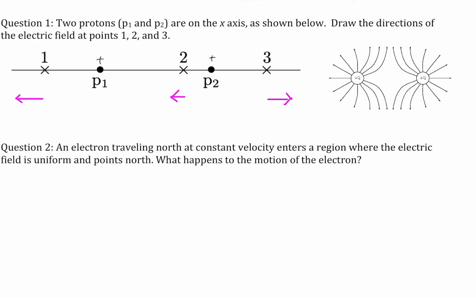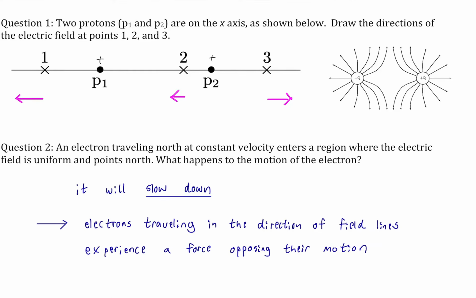Okay, well, it slows down, okay? Because essentially it's suddenly entering an area where there's a force that's pushing back on it, that is opposing its motion. Okay, electrons traveling in the direction of field lines experience a force opposing their motion. All right, it's very much like throwing something straight up, right? It's like free fall.